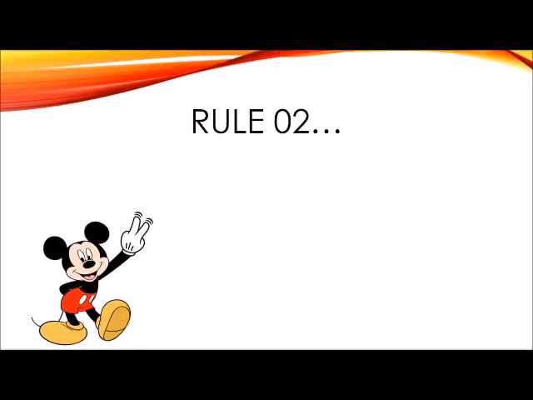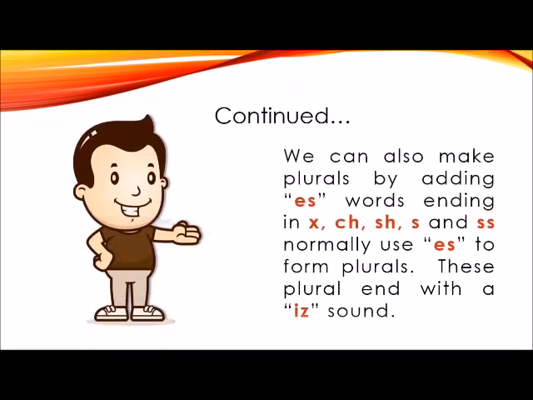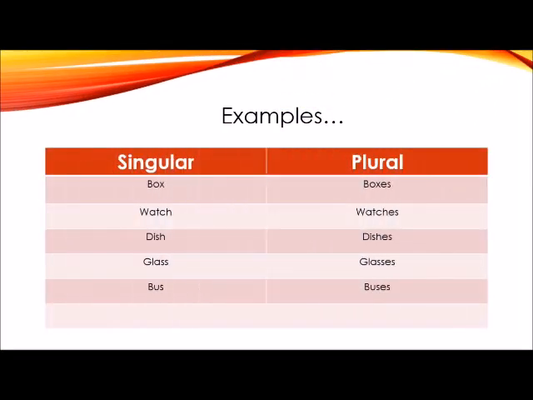Rule number two. Add es at the end to make a plural noun. We can also make plurals by adding es. Words ending in x, ch, sh, s and double s normally use es to form plurals. These plurals end with an iz sound. Singular, plural. Singular means one. Plural means many. Singular words are box, watch, dish, glass, bus.